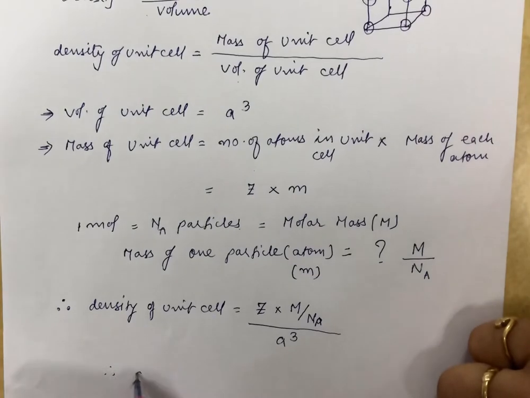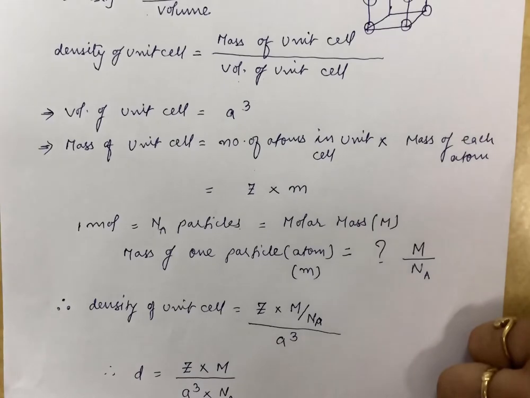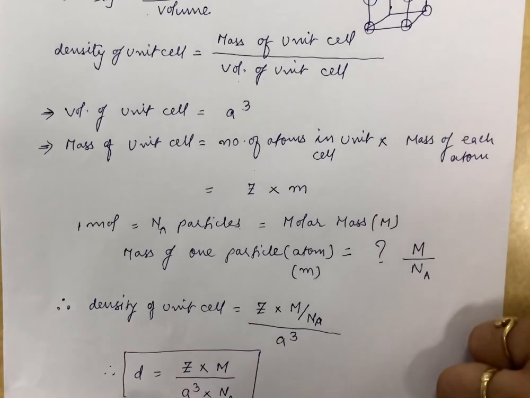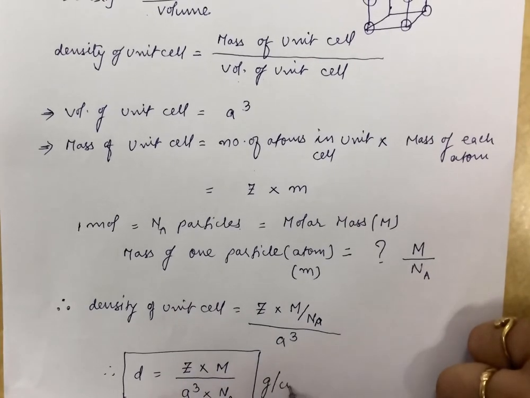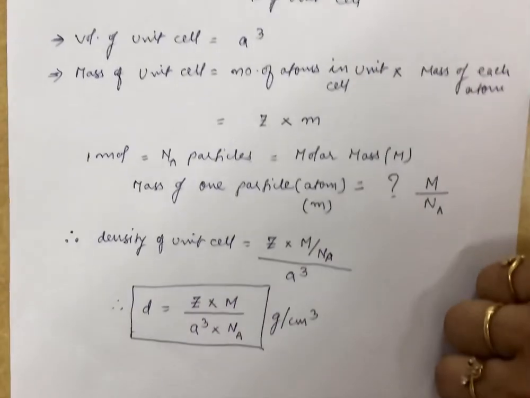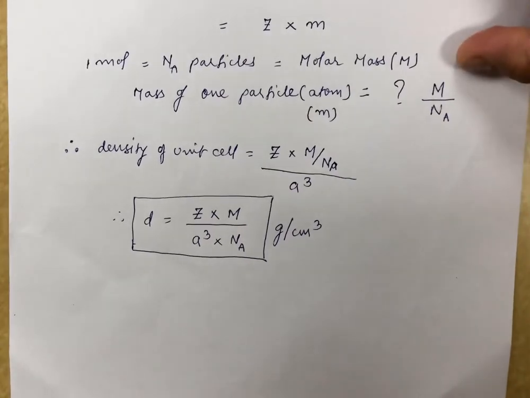So finally I can write density like this. You have Z into capital M divided by A cube and Na, where Na is nothing but Avogadro number of particles. So this is the final formula, which you are supposed to take in terms of grams per centimeter cube. The density is supposed to be in terms of grams per centimeter cube.